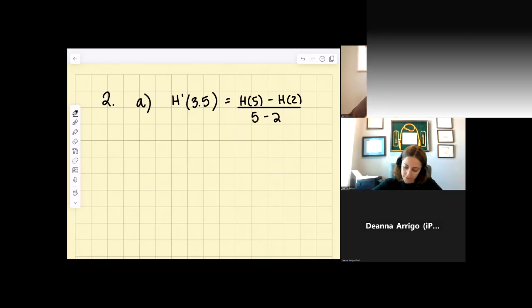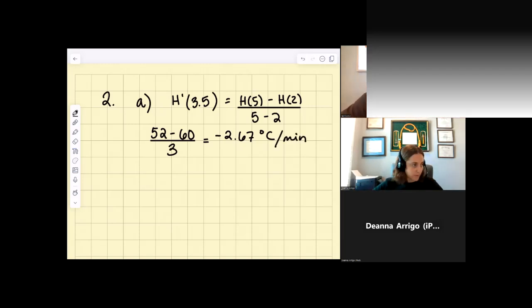So what would you plug in there? For H of 5? 52. Okay, minus 60, over 3. What do you get? Negative 8/3. Okay, so in degrees, it's like negative 2.67 degrees C per minute, because it's a rate.